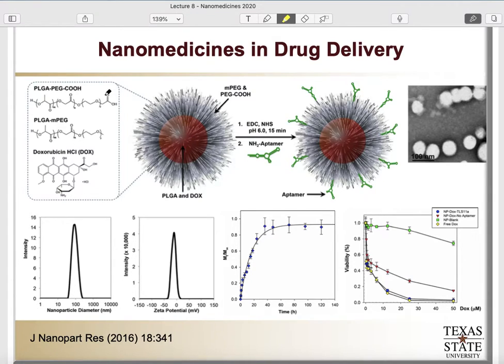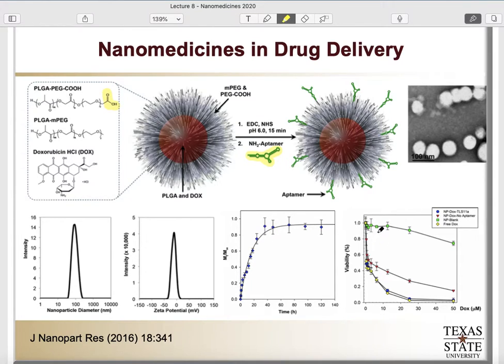We then utilized the carboxylic acids that were left on the surface of the polyethylene glycol to now attach an aptamer, which, as I mentioned, is a nucleic acid-based molecule that has high affinity for a particular target. In this case, the target was actually liver cancer cells. And so now we have covalently decorated the nanoparticle. With those nanoparticles, we investigated the ability to release drug in a controlled manner over a long period of time, in this case, about 40 hours at least of controlled drug delivery.